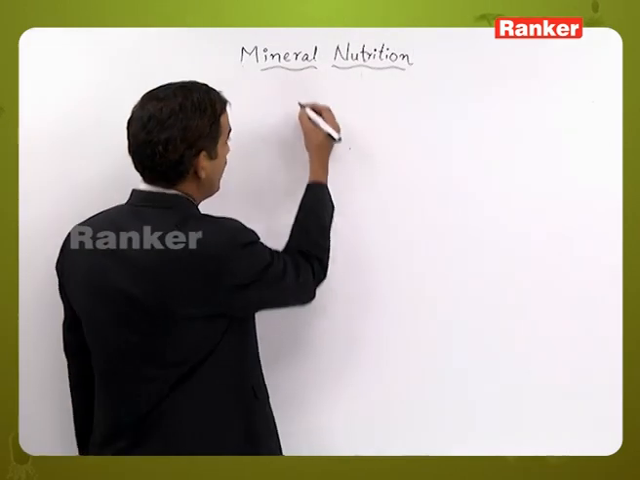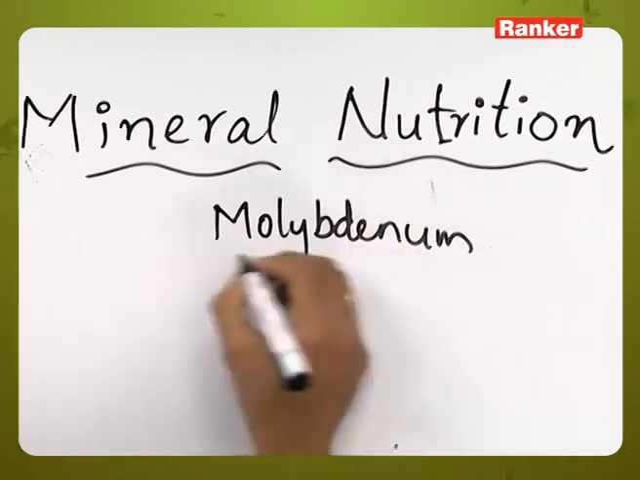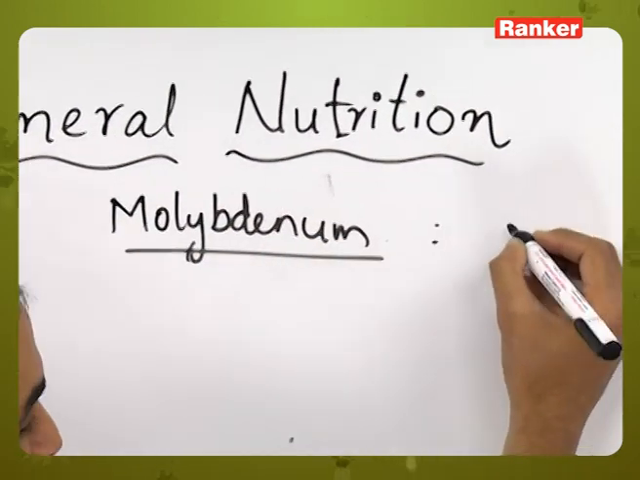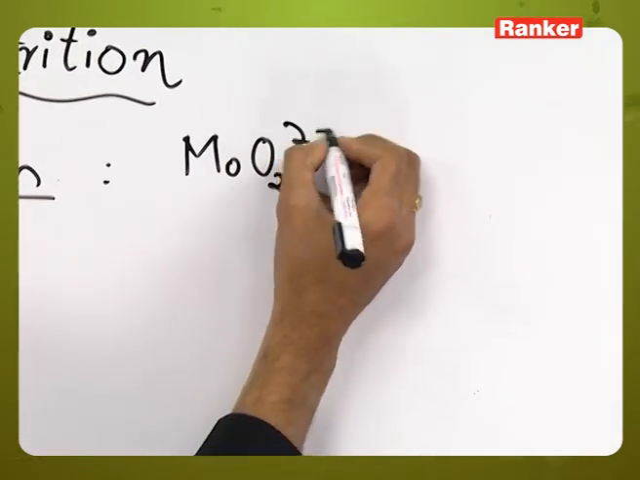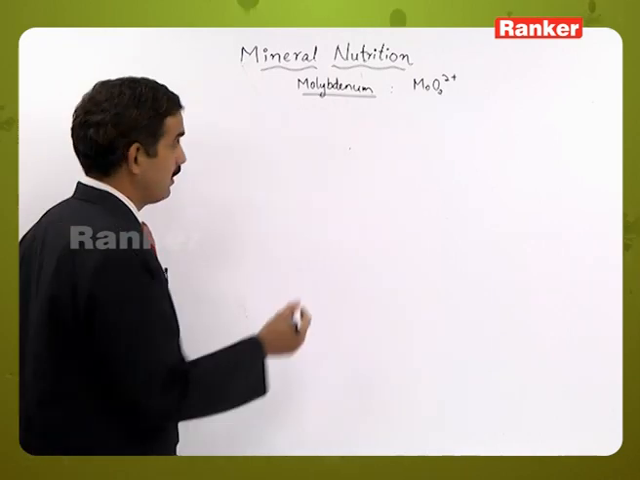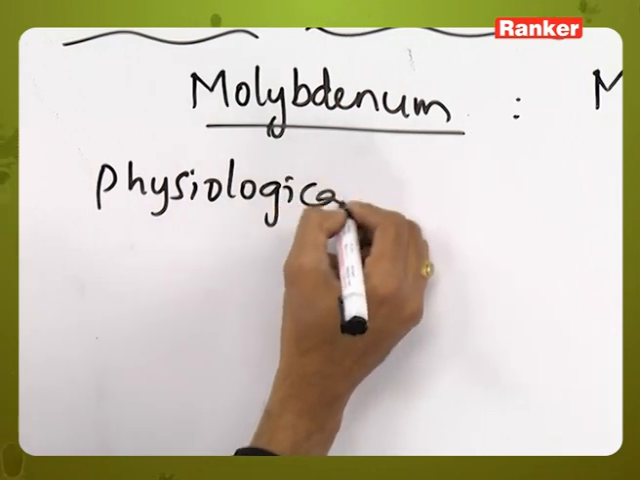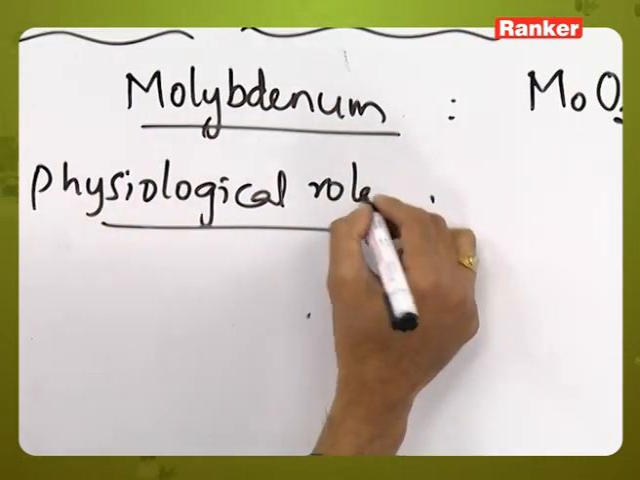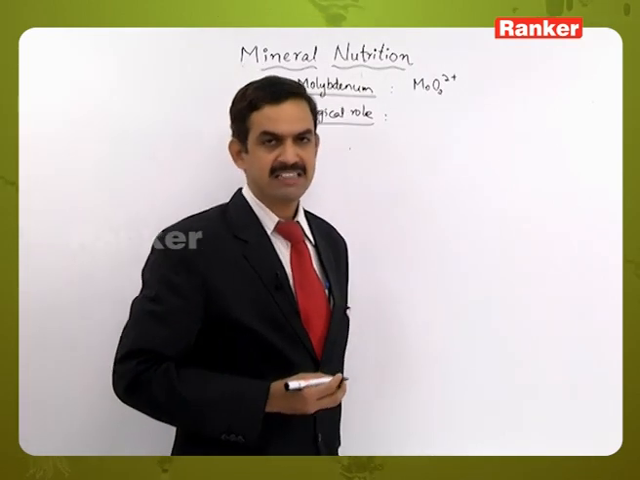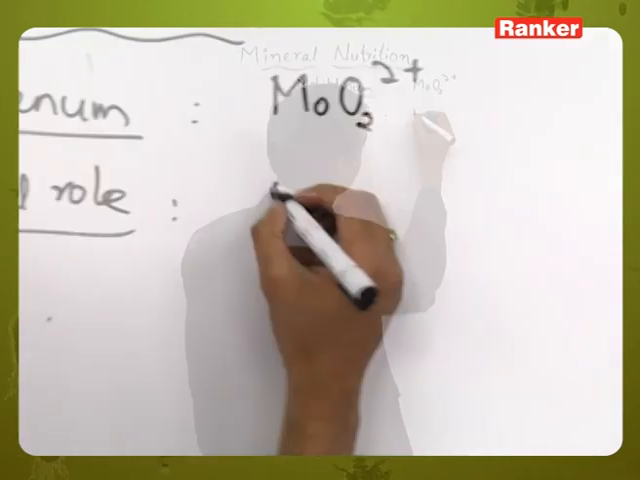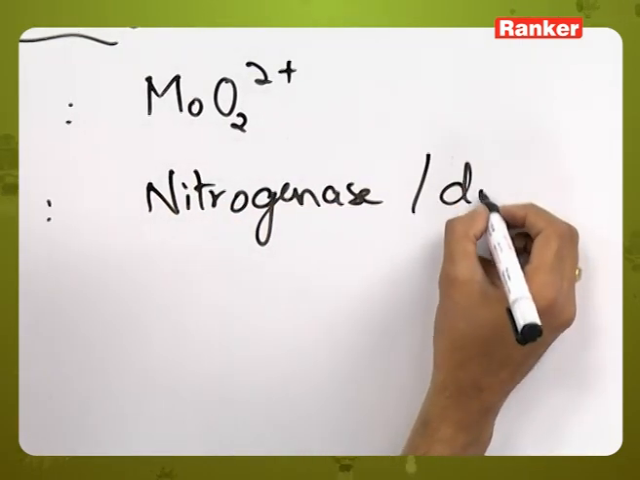Next one is molybdenum. Molybdenum is absorbed by the plants in the form of molybdate ion, that is MoO2+2. Molybdenum has many physiological roles. It is mainly concerned with nitrogen metabolism, the enzymes required for nitrogen metabolism, like the nitrogenase enzyme or dinitrogenase enzyme.